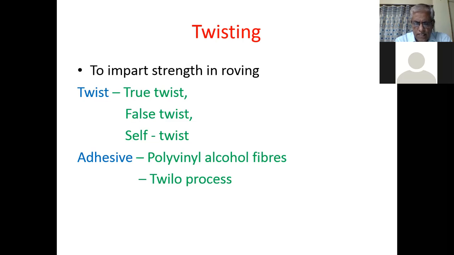In textiles, the strength is also improved with the help of adhesives, that is by the addition of polyvinyl alcohol fibers. And there is one Twilo process also that you will study next year in another subject. So at present, only two terms are relevant in the simplex machine, that is true twist and false twist. So today we will study only these two parameters, true twist and false twist in simplex.